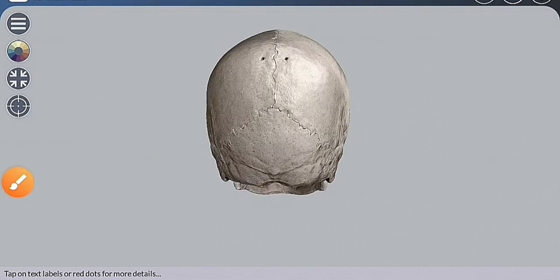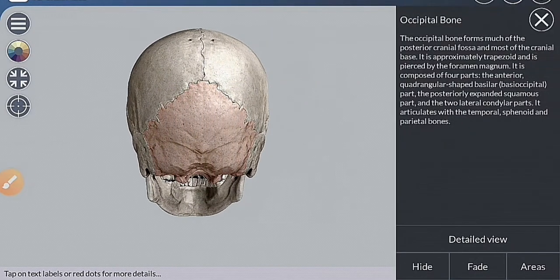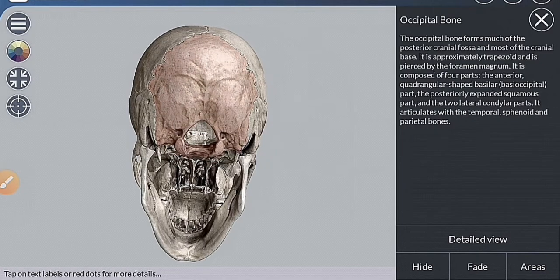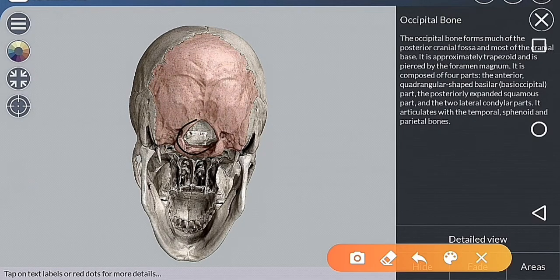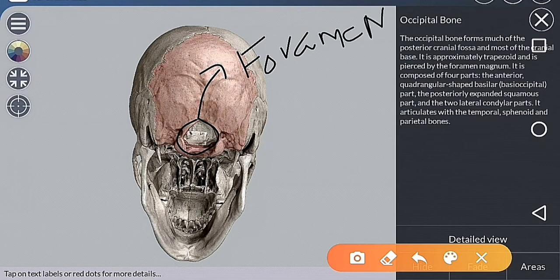In the posterior portion, we have the bone called the occipital bone. This is the bone which forms the posterior portion of the skull, and it also has the largest foramen, called the foramen magnum. This is the foramen magnum through which the spinal cord passes and connects to the brain.